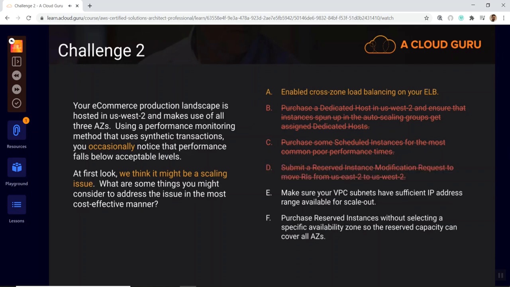Option E says make sure our VPC subnets have sufficient IP addresses. And depending on our subnet mask, if we have relatively small subnets, this might be a concern because if we run out of IPs, we're not going to be able to auto scale. So we might want to check that out. Now, option F says we can purchase some reserved instances without selecting a specific availability zone so the reserved capacity can cover all AZs. Well, this is flawed because if we don't assign that reserved instance to an availability zone, then we don't get that guaranteed availability. So this isn't going to help us at all. So the two answers I like most are A and E.